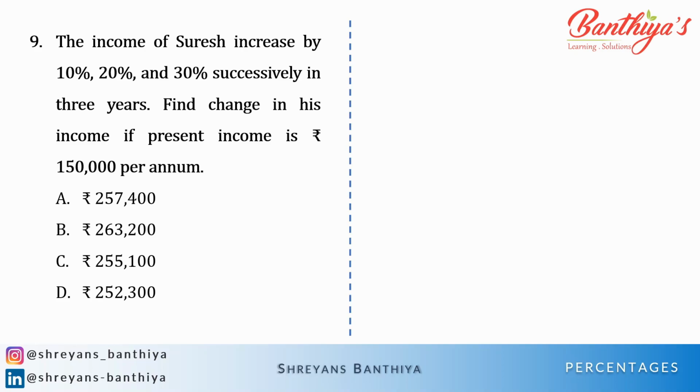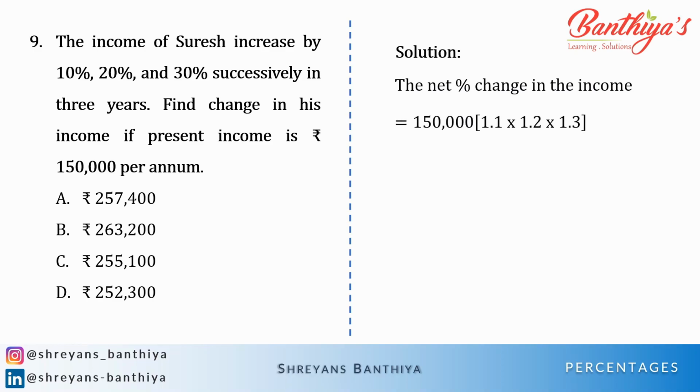So now we have to increase his income from 1,50,000. Now in this question, the base is already given. So we cannot assume it to be 100. You can, but it will become a lengthy process. So rather than doing that, let's start directly by multiplying 1.1 into 1.2 into 1.3 into 1.5 lakh rupees. So you will effectively get immediately the right answer. So let's see the solution. The net change is 1,50,000 into 1.1 into 1.2 into 1.3, which comes out to 2,57,400 rupees only.